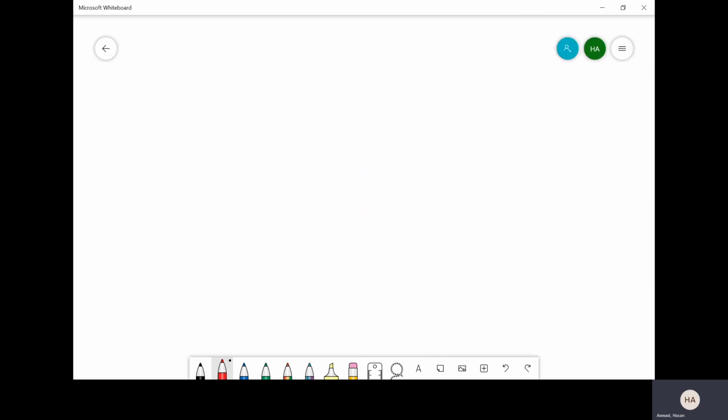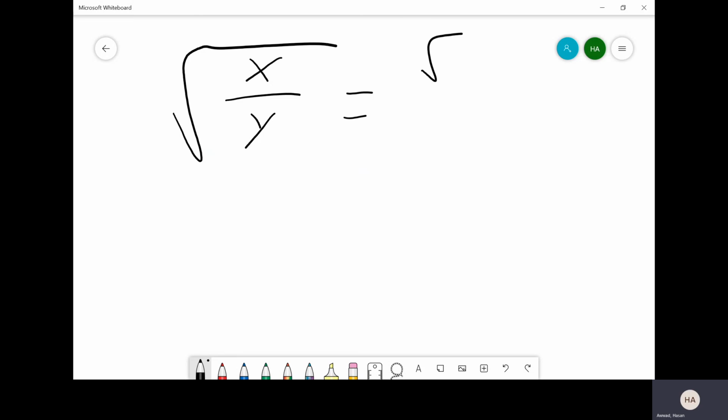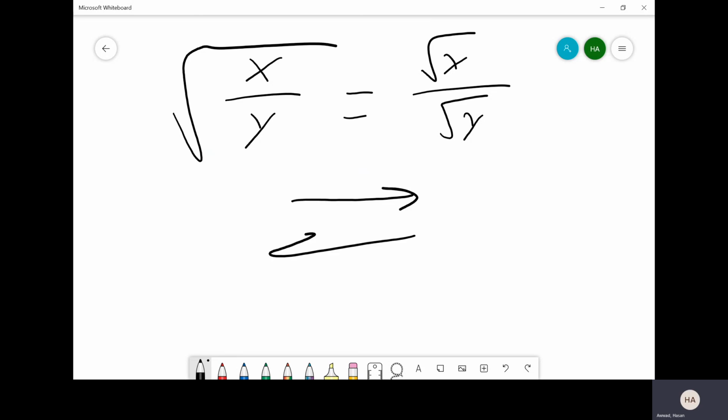Okay, and similarly, the second property of them is this also works for division. So if you have one big square root of x over y, you can go ahead and apply the square root to both the numerator and the denominator separately as such. And again, just showing you if you can go in that direction, you can also go in that direction. So you can go backwards.